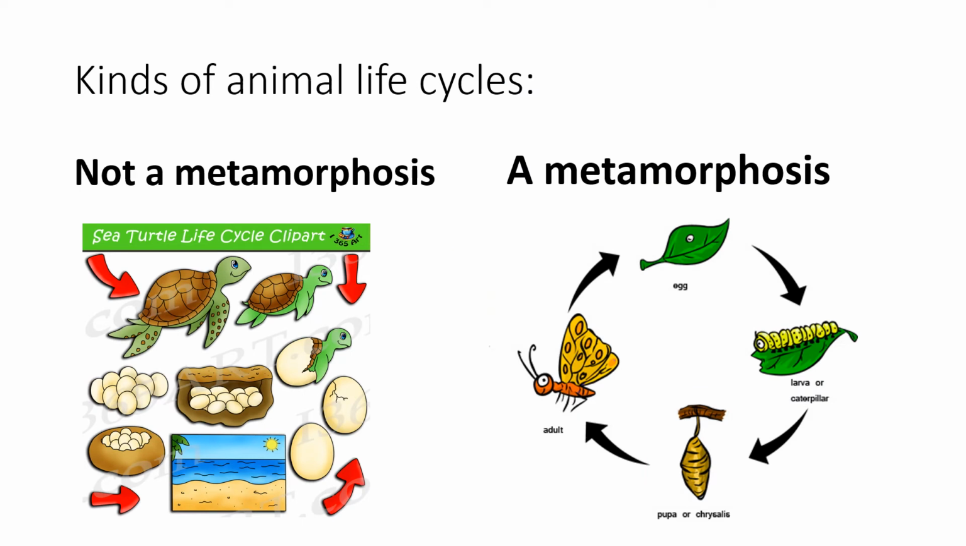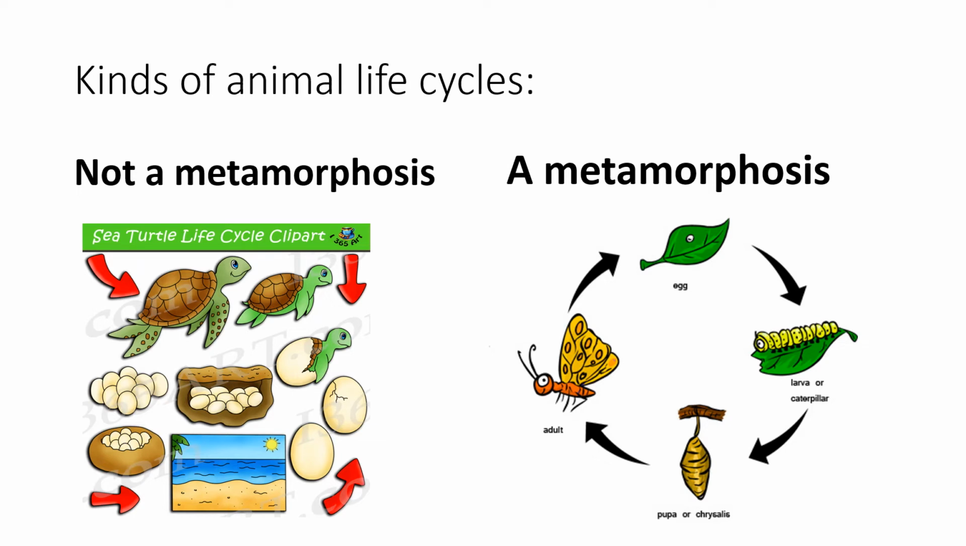So here we are looking at examples of a life cycle that's a metamorphosis and another life cycle that's not a metamorphosis. For example, a turtle. A turtle is a reptile. Most reptiles don't grow by a metamorphosis. They simply get bigger, okay? They have all the body parts that the young turtle has as an adult, but they just simply get bigger in size.